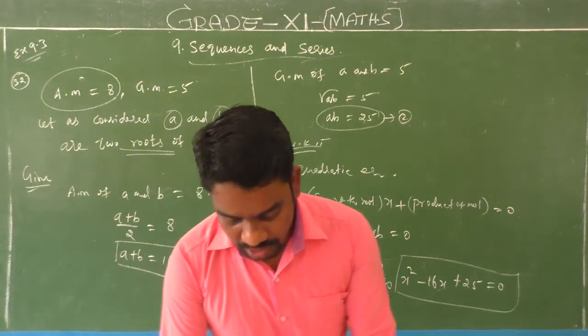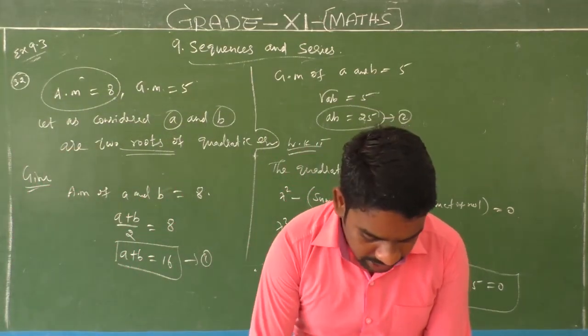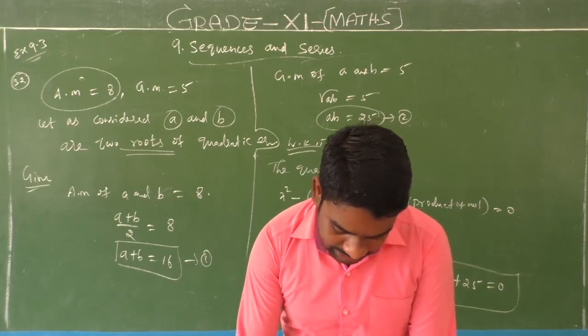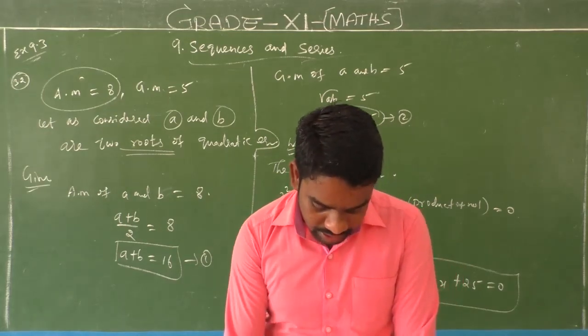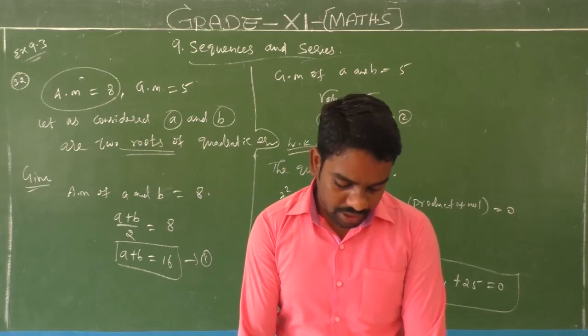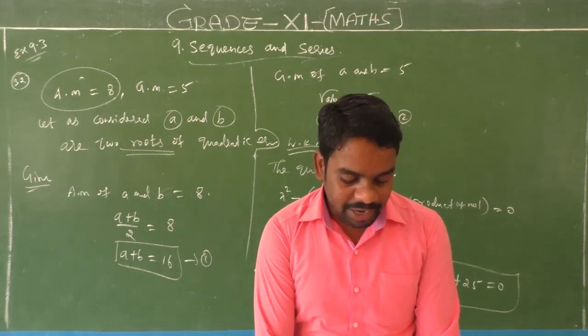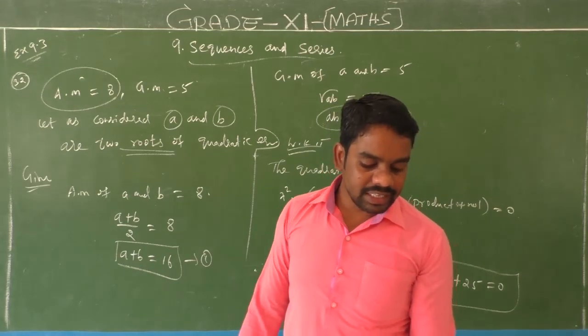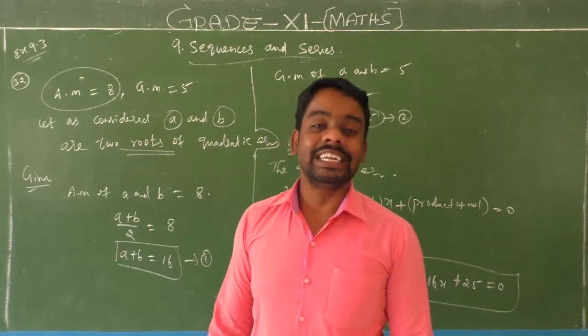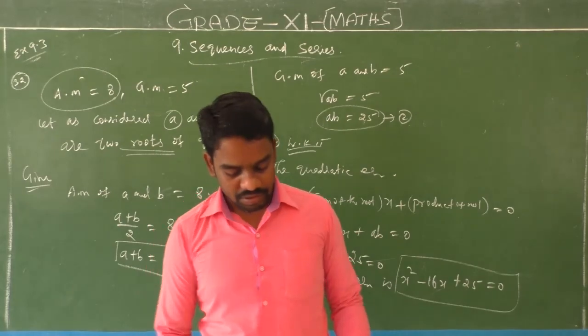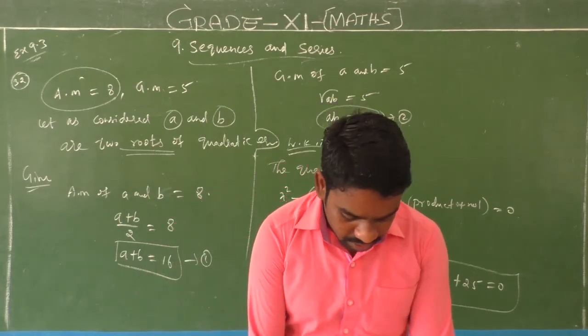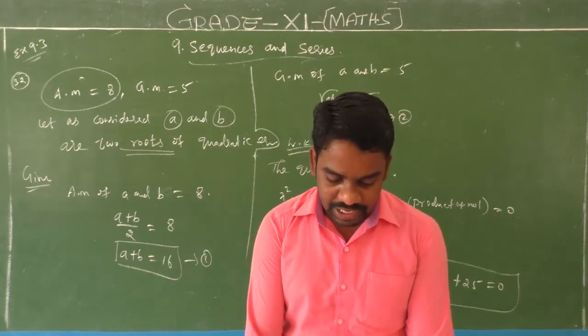Next, exercise 9.3 is completed. The exercise has example 18, a very simple sum, so homework. Next, exercise number 9.4, sum to n terms of special series, is a deleted portion this year. So no need for this topic. Exercise 9.4 is deleted portion.